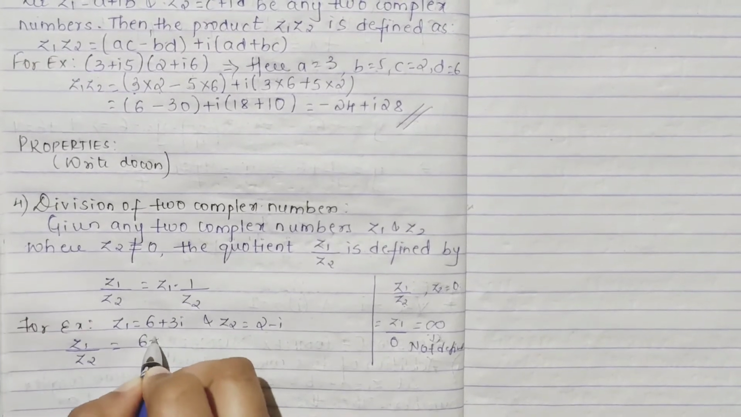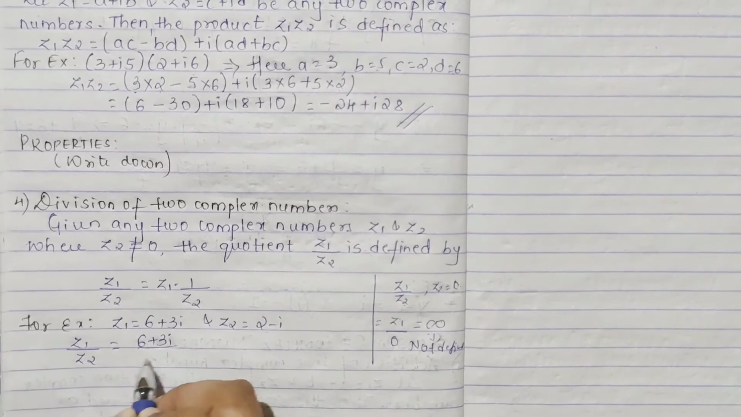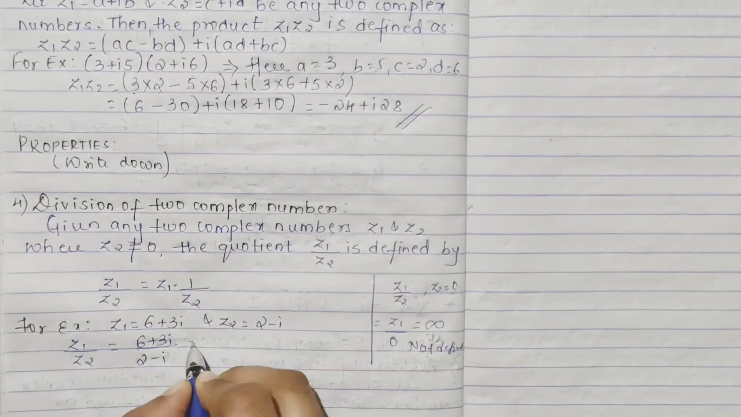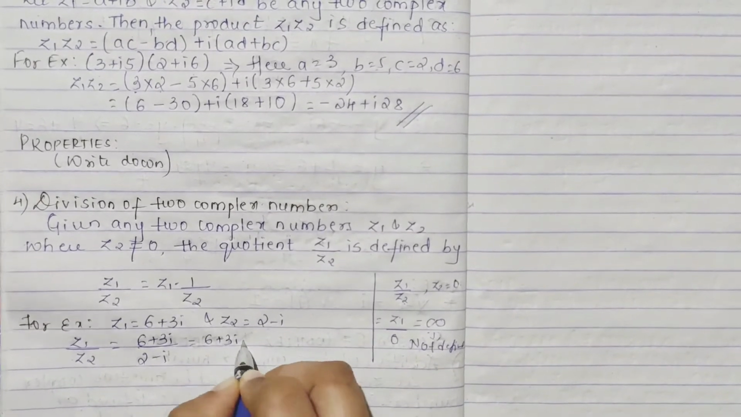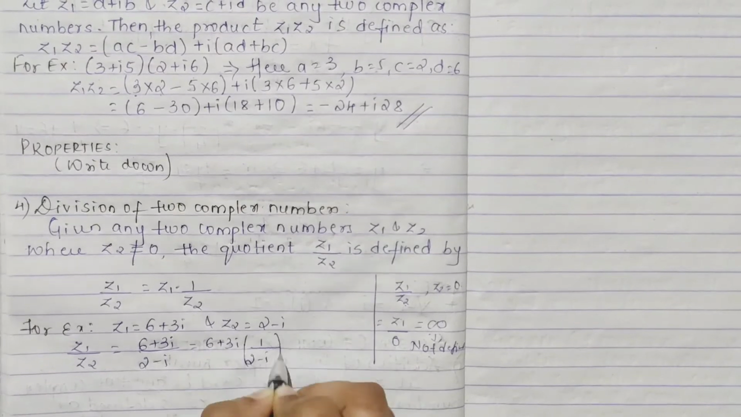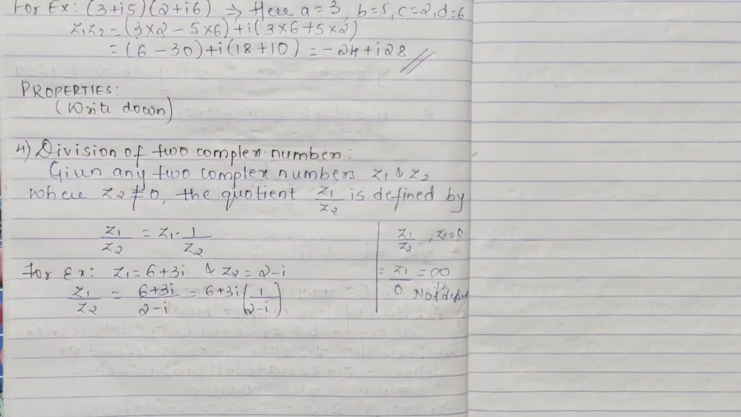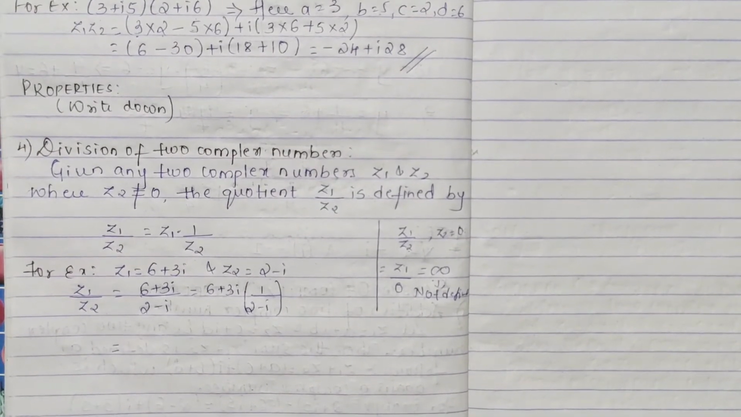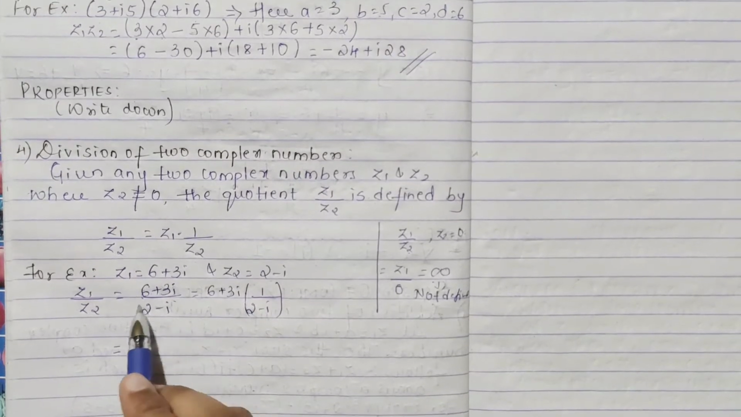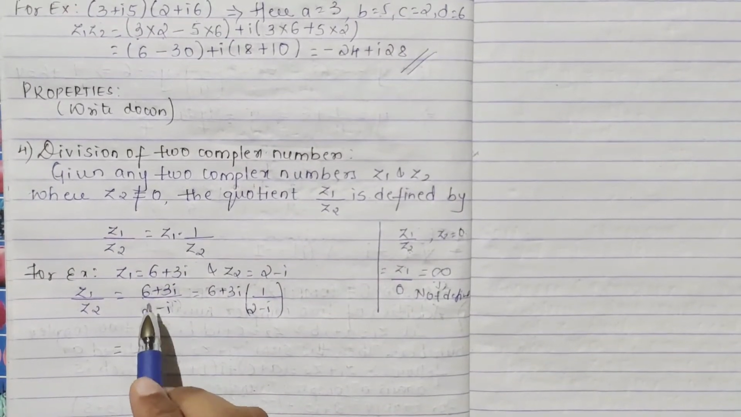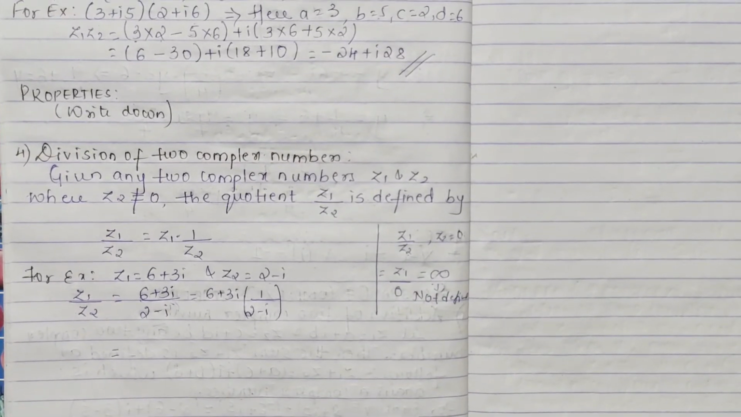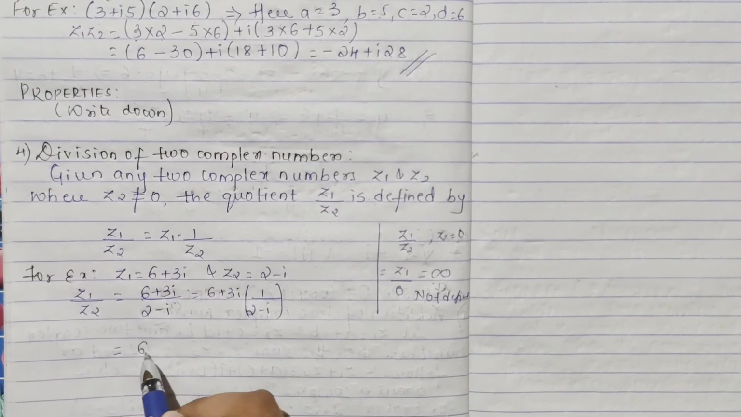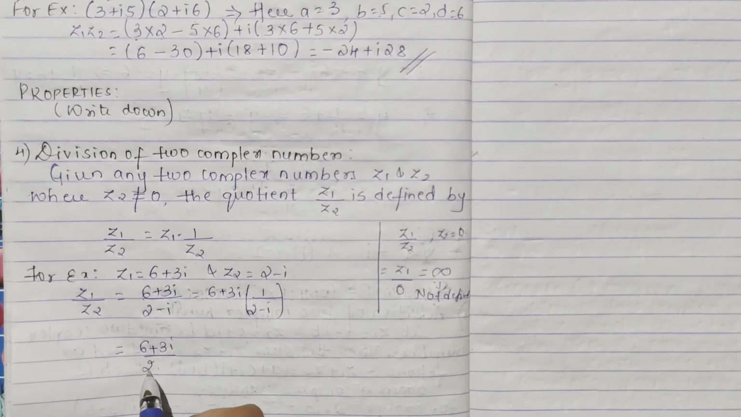So your Z1 is 6 plus 3i. Your Z2 is 2 minus i. Either you can write it like this, 6 plus 3i divided by 2 minus i, or like this also you can write, 6 plus 3i into 1 upon 2 minus i. It is one and the same, right? Now after coming to this point, how will you solve? You have studied about conjugate. Conjugate means what? In the denominator, whatever number you have, of that the opposite sign you should multiply to the numerator and multiply to the denominator, right? Like I have 6 plus 3i divided by 2 minus i.